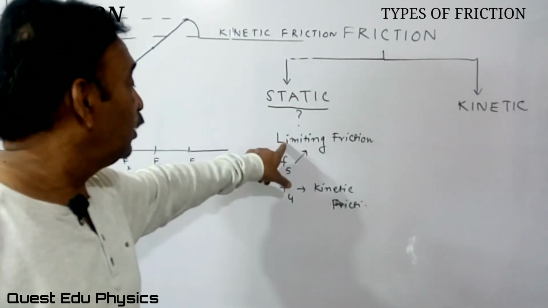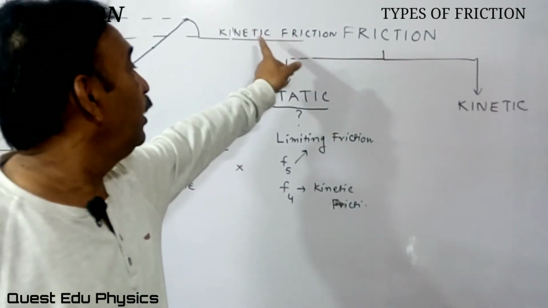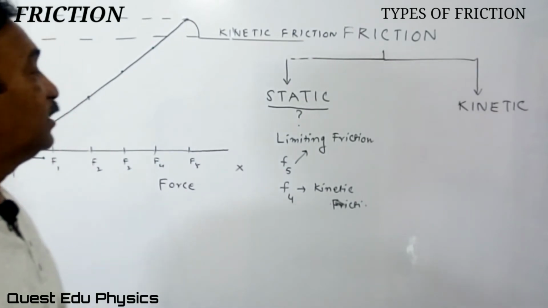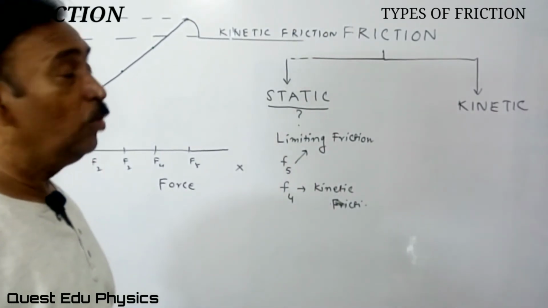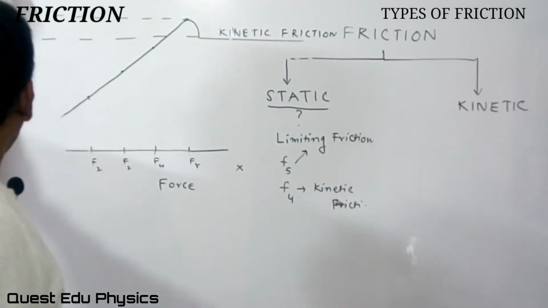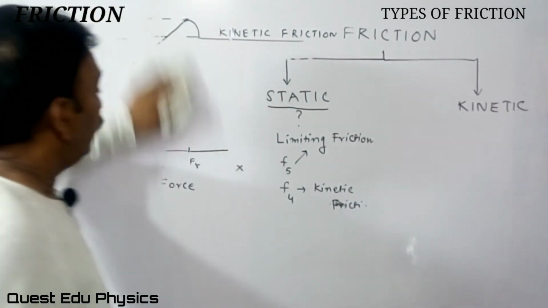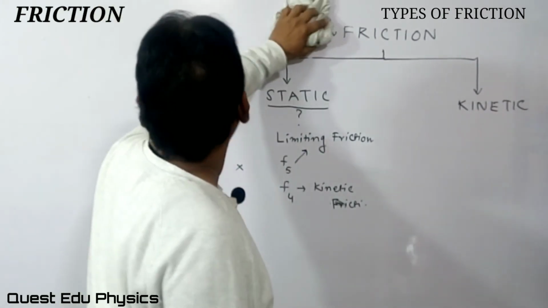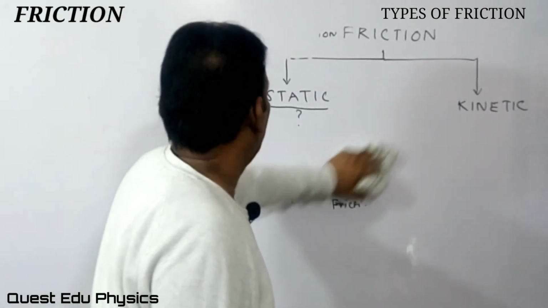Then after, the motion will start. That means the body moves over the surface. That is known as kinetic friction. I hope you understood the difference between static friction and kinetic friction. Then after, we will learn about the laws of static friction. Okay, students?